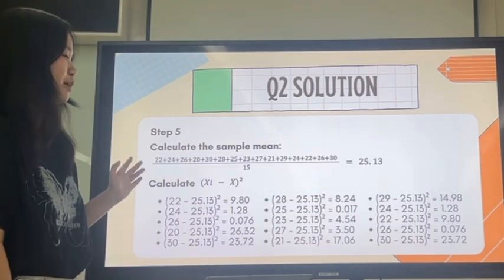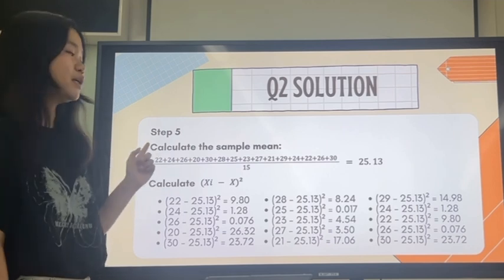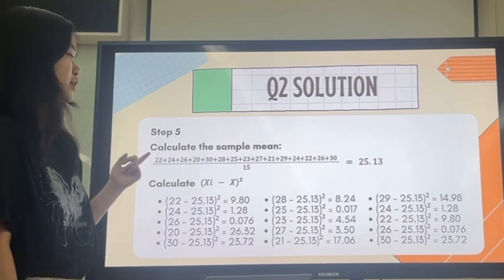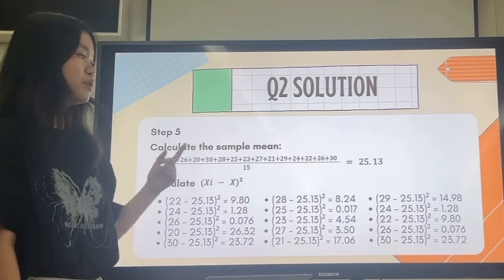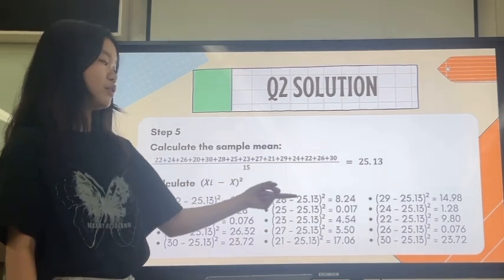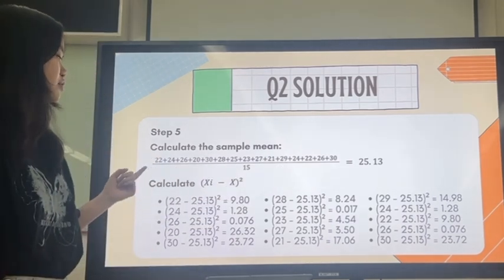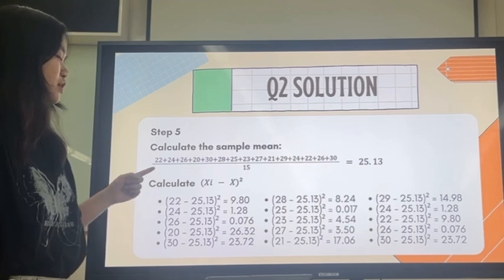For step 5, we calculate the mean using the data stated in the question, which is 25.13. And then we calculate the standard deviation.